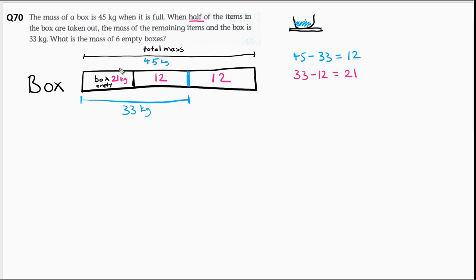But there we go. So are we finished? Let's go back to our question. It says, what is the mass of 6 empty boxes? Well, this is one empty box. So we need to do 6 times 21 to get the value of 6 empty boxes. And that is going to give us 126 kilograms.